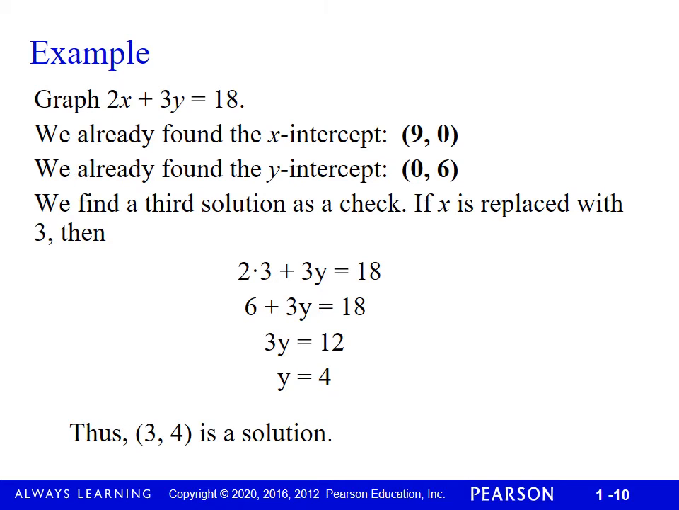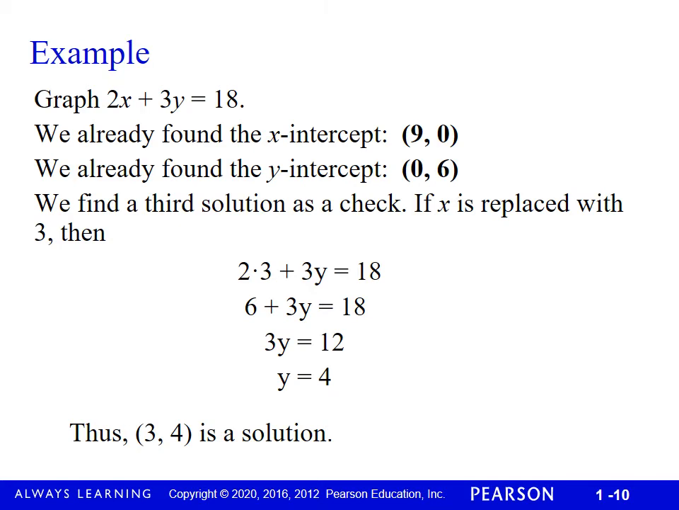All right? So if we pick that x is 3, then we plug in 3. 2 times 3 plus 3y equals 18. We get 6 plus 3y equals 18. We subtract 6 from both sides, and we get 3y equals 12. We divide both sides by 3, and we get y equals 4. So another solution to this equation is (3, 4). Now we have 3 points to plot.